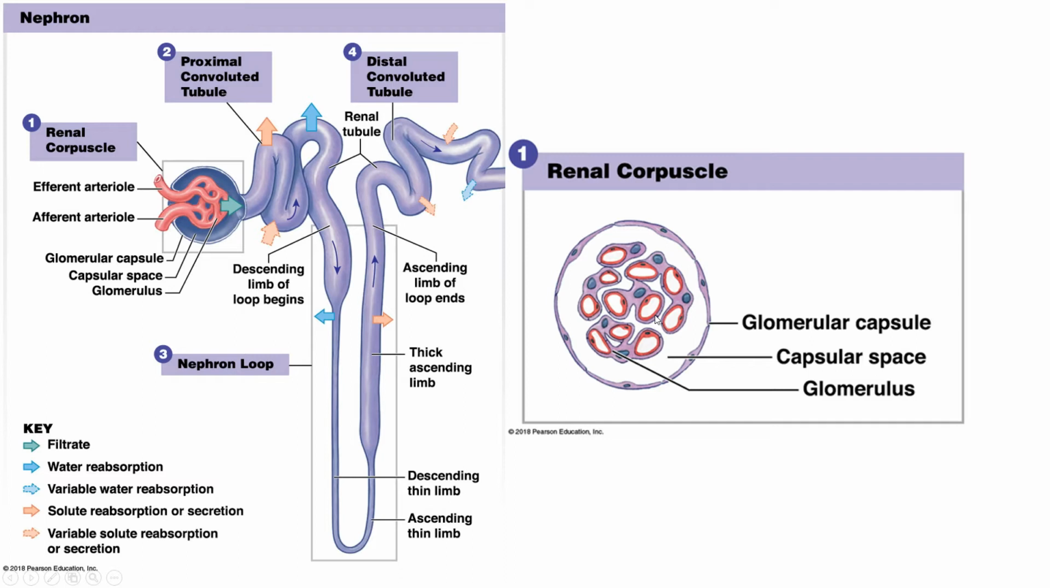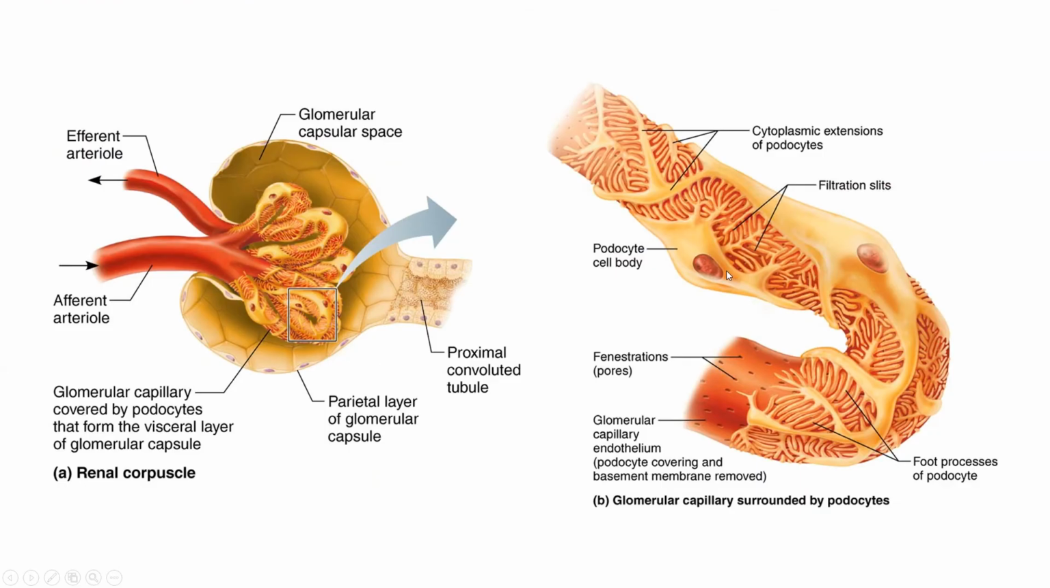And these podocytes are going to have foot processes or pedicels that are going to surround the glomerular capillaries, and they're going to form what is known as filtration slits. And of course, you have the capsular space, which is a hollow region between the parietal layer and this visceral layer that is going to, again, be continuous with the entrance of the renal tubule lumen.